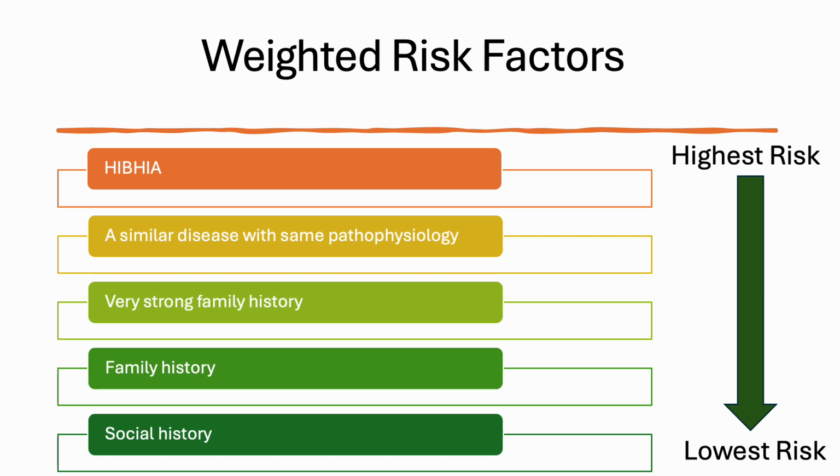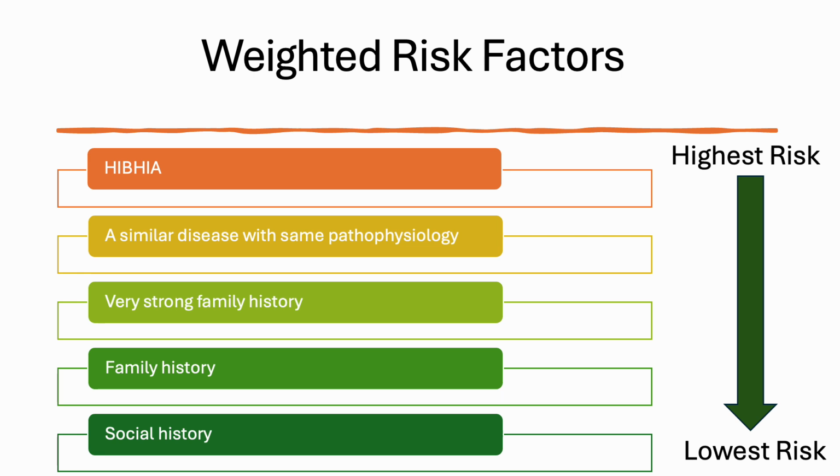Here's just a slide to remind you of the weighted risk factors that help you to stratify. First, the Hib-Haya, the highest risk factor of them all. Then there's a similar disease with the same pathophysiology as a proven disease. That would have been the vasculopath example. Very strong family history, meaning that multiple people in your family have the same disease. Something's going on in those genetics that's putting that person at more risk.